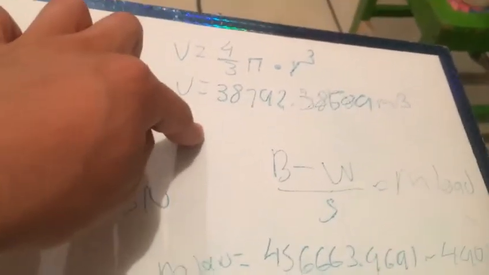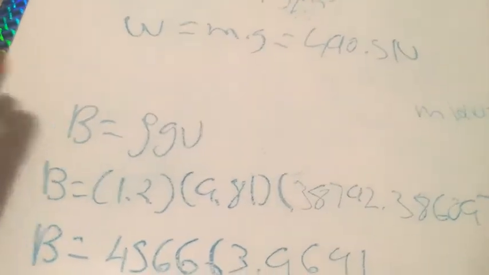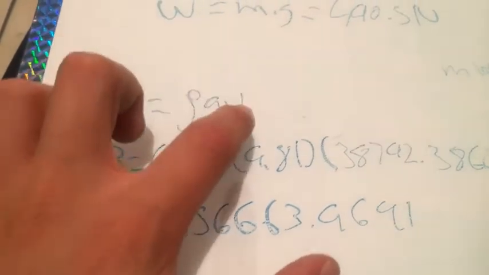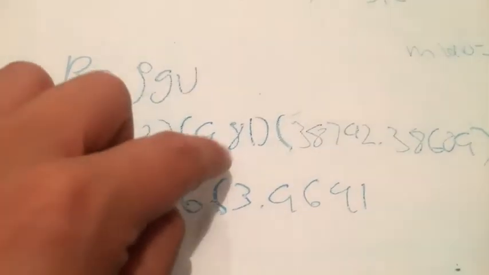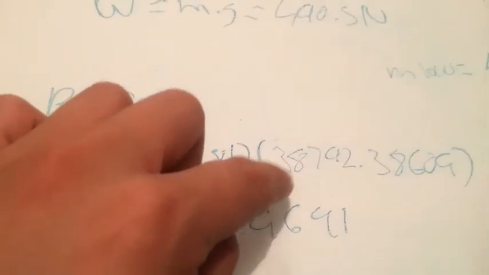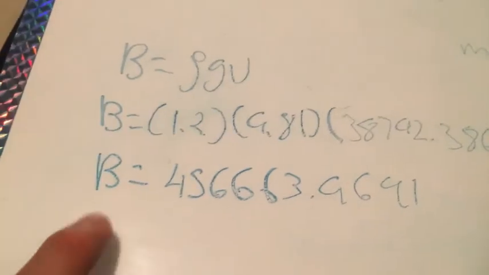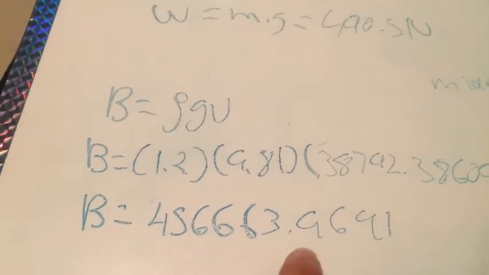And the volume is going to be useful for this: solve the buoyant force. The buoyant force is going to be equal to density times gravity times volume. So, doing the multiplication, 1.2 times 9.81 times the volume, it's going to be buoyant force equals 4566.63.96. And now we have buoyant force.